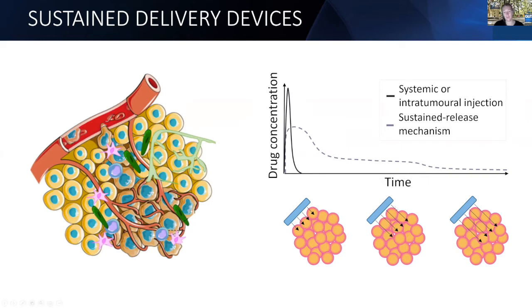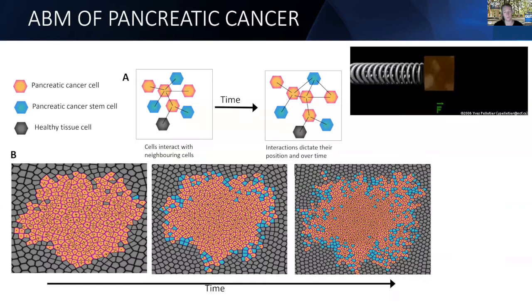So what our collaborators have been investigating is using sustained delivery devices like this one here. The idea is that you inject the device and it releases the drug slowly over time. You can see that with the dotted line here. In a way, this optimizes the efficacy of the drug, because you keep it localized and you also keep the amount released for longer. And so we have been looking at creating an agent-based model to model that.